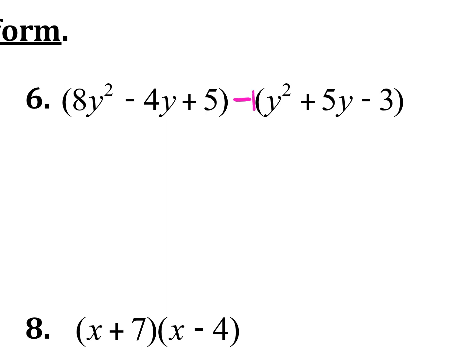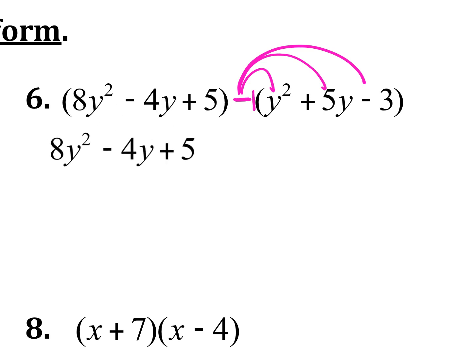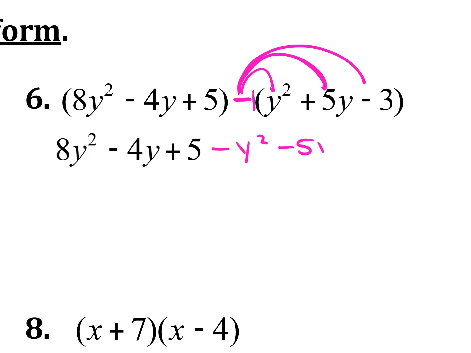If you think of this as a -1 and distribute that -1, you could just rewrite the whole thing. You could go like this. So you could say that minus y squared minus 5y. This would be plus, because it's minus and minus, so plus 3. So you could just rewrite it like that, distributing the negative sign. You don't have to. If you want to just think of it in pieces, that's fine too.